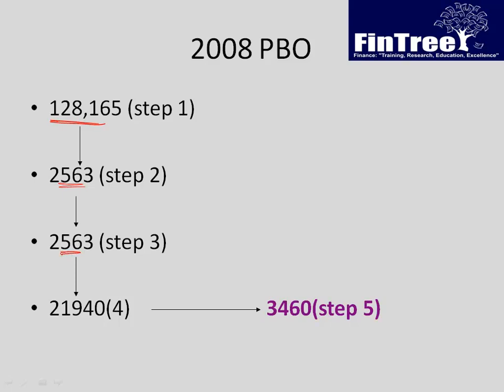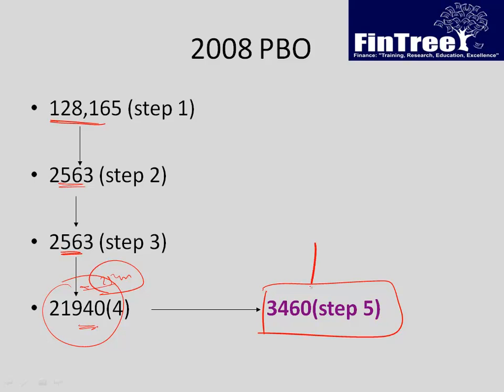128,165, 2563, 2563, 21940, this is 25th year, and then when you discount it backwards for 24 years, it should be 3460. So this 3460 is called as your PBO, projected benefit obligation, the amount of liability on account of pension expense.